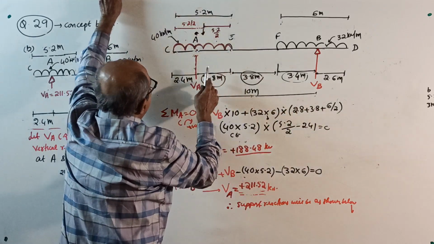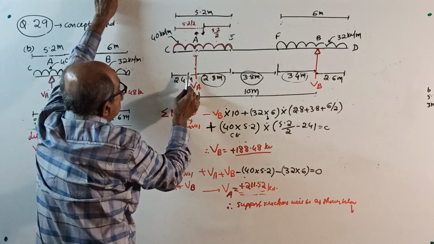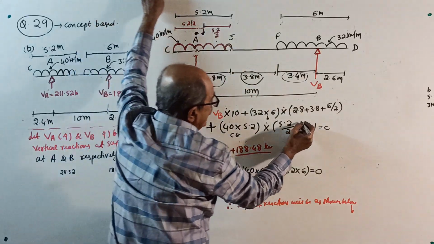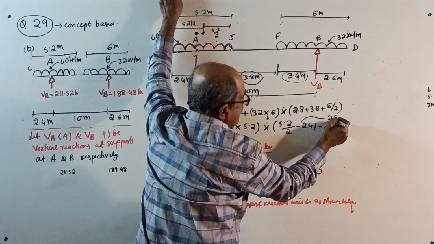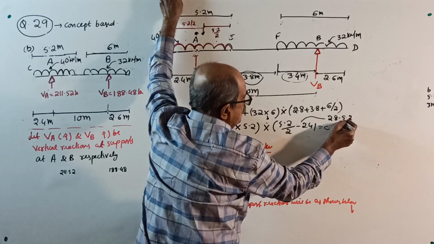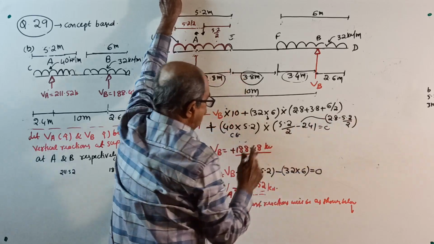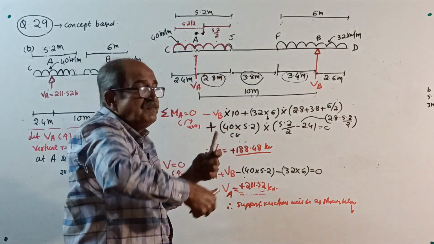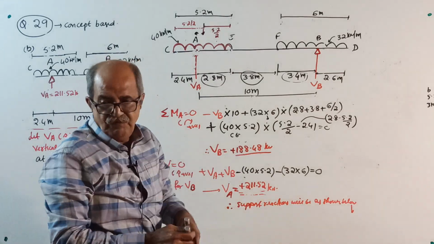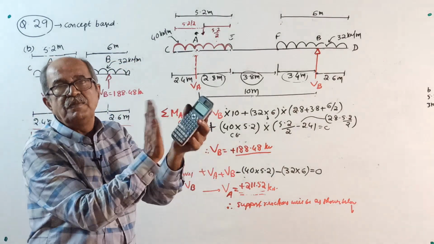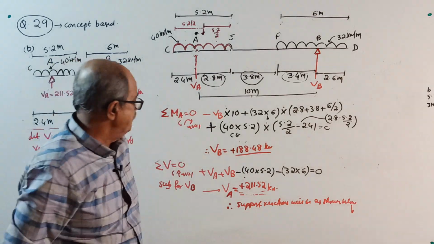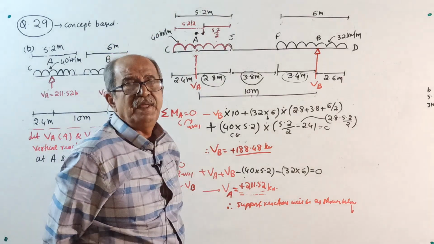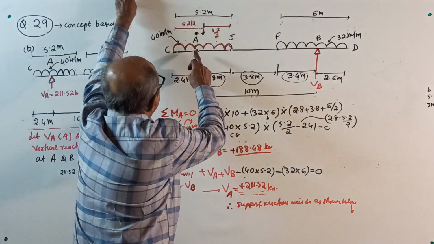Either you make 5.2 by 2 minus 2.4, or 2.8 minus 5.2 by 2. Both are okay, equal to 0, but since the resultant load comes on this side, it will create clockwise moment, so plus. VB will come plus 188.48 kilonewton. Sigma V equals 0, I don't have to explain. Okay, this is moment about A.